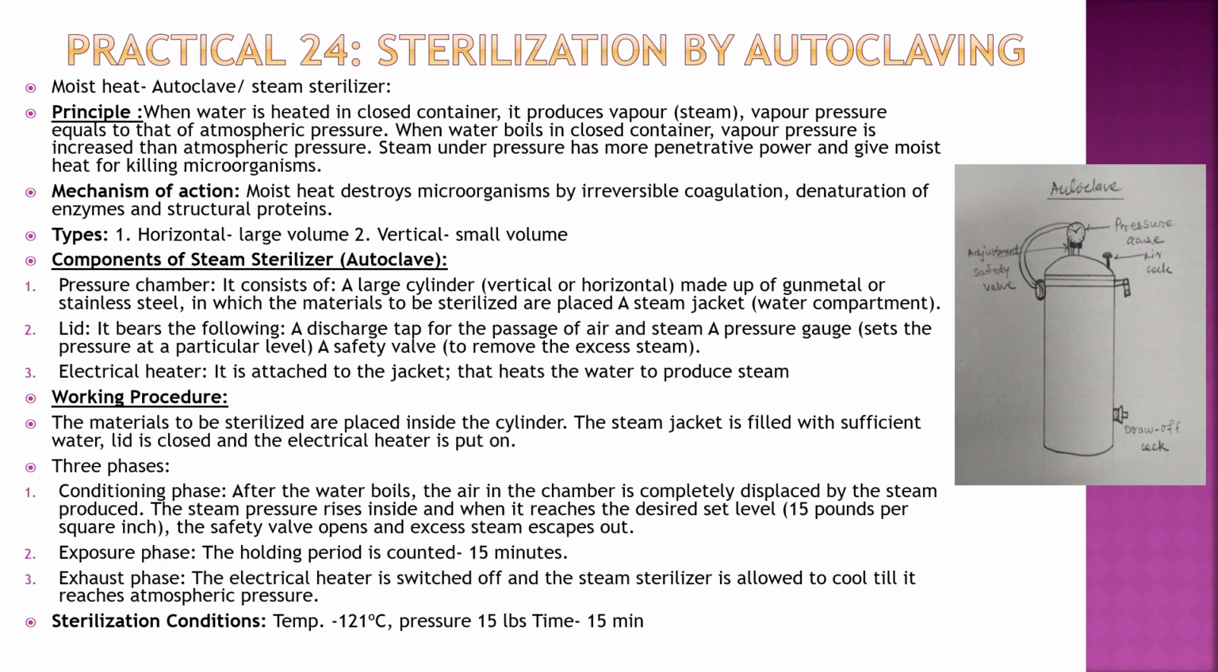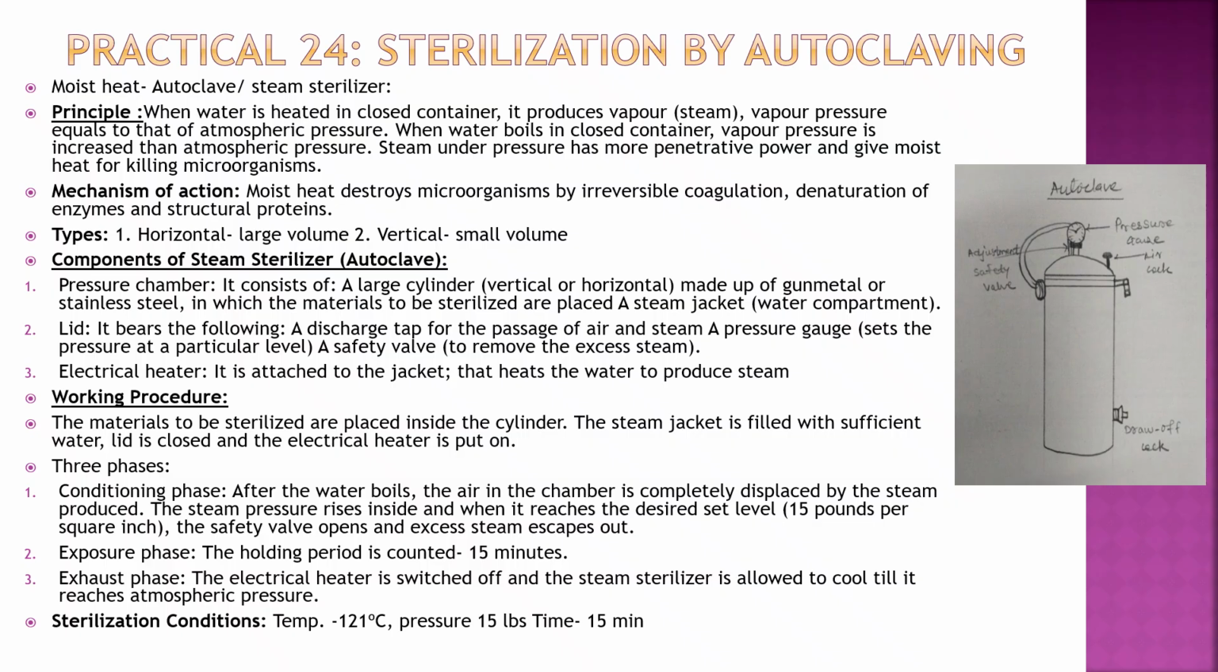And the mechanism: killing of organisms by irreversible coagulation and denaturation of enzymes and proteins. The types of autoclave are horizontal when it is in large volume, and it is mainly used in the CSSD department. And the vertical one is in small volume, used in most laboratories.